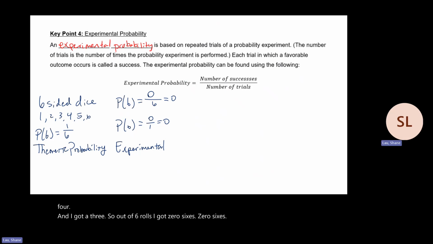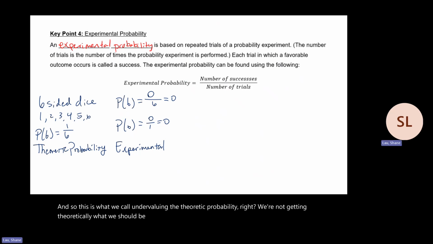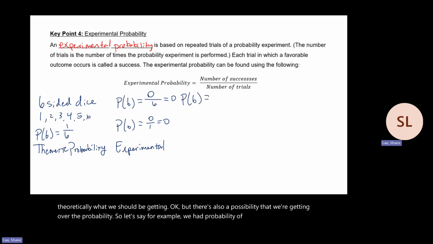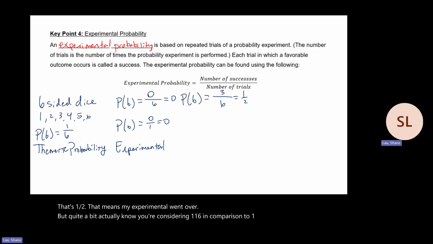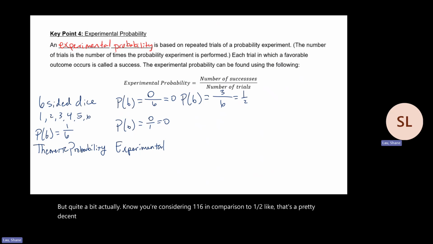And so this is what we call undervaluing the theoretic probability, right? We're not getting theoretically what we should be getting. Okay. But there's also a possibility that we're getting over the probability. So let's say, for example, we had probability of 6, just like normal, and let's say we have 6 trials. But then I rolled and I got 3 6s. That's 1/2. That means my experimental went over by quite a bit, actually. You're considering 1/6 in comparison to 1/2. Like that's a pretty decent margin, right? By a whole third.